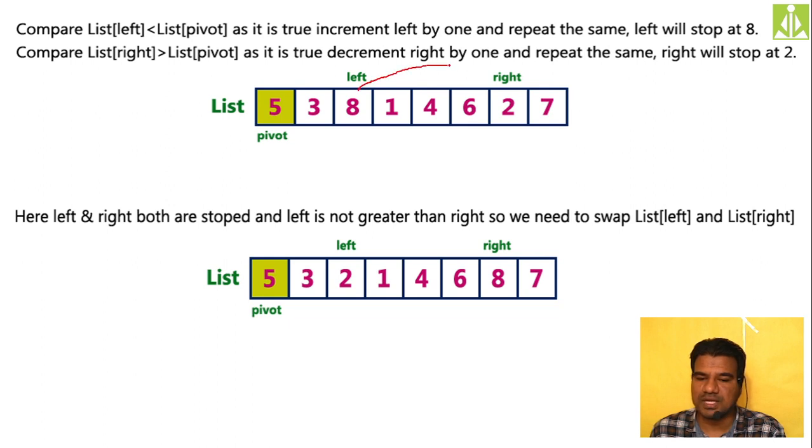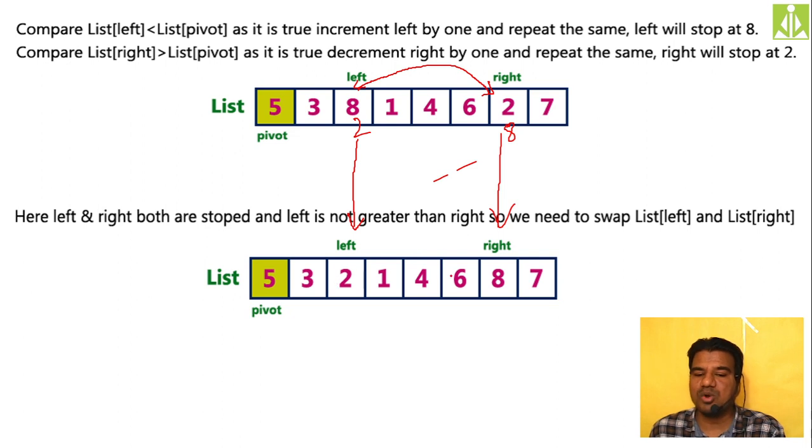Swap these two, we said. Swap these two elements. So 2 should come over here, and 8 should go over here. You can see that over here, right? See, 2 came over here and 8 came over here. Left and right will remain the same, just the elements will be swapped.